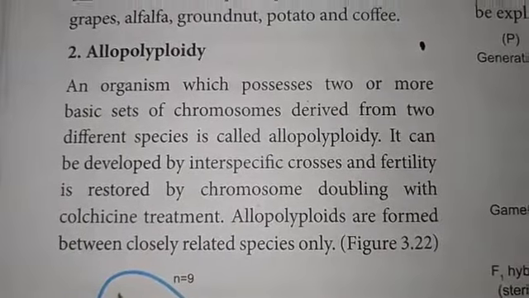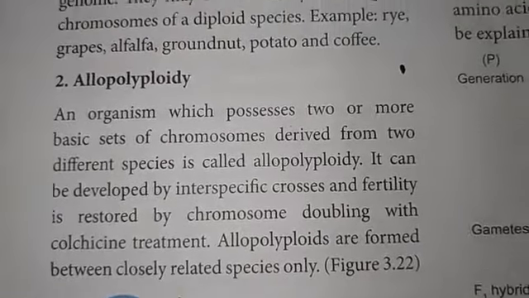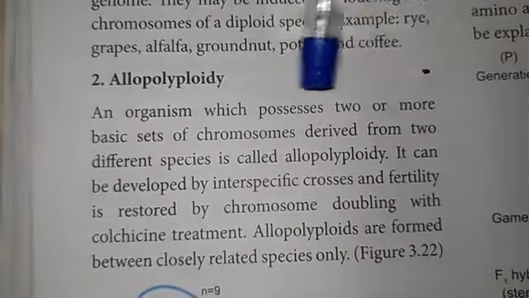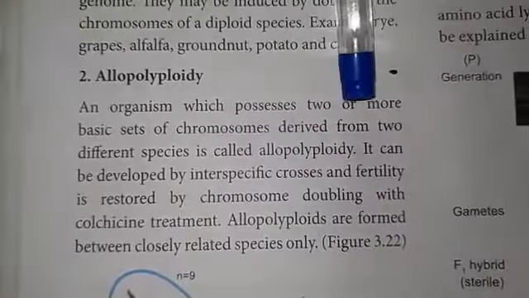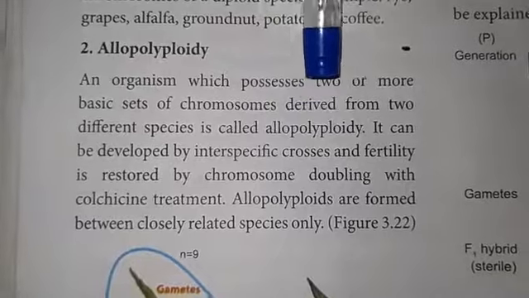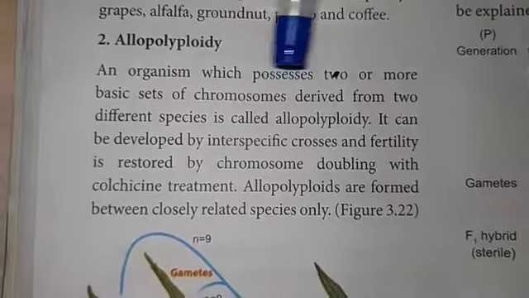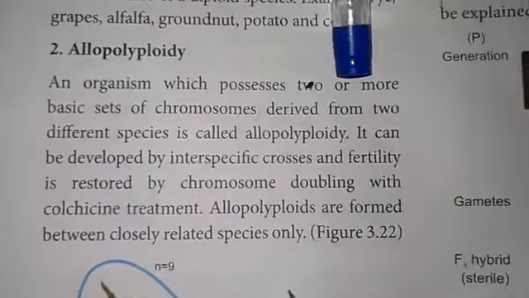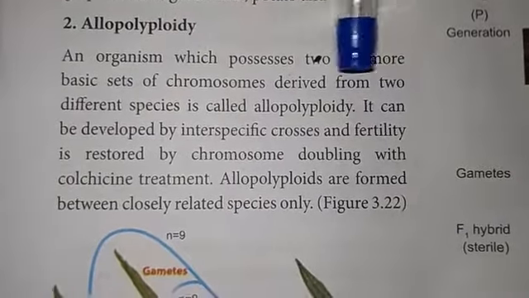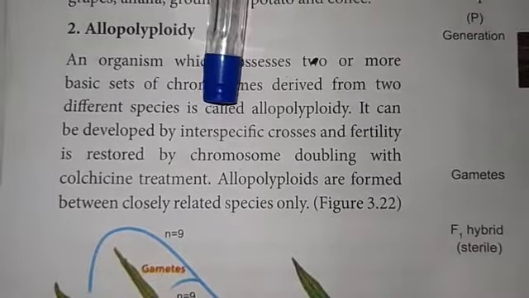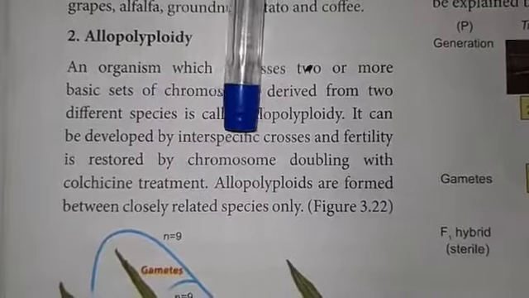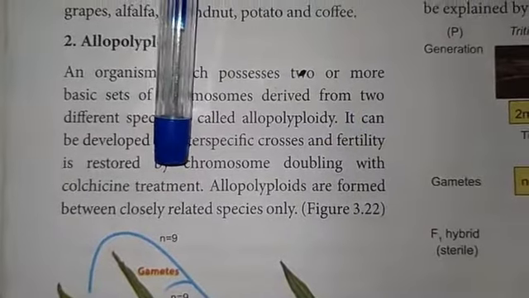Allopolyploidy. An organism which possesses 2 or more basic sets of chromosomes derived from 2 different species is called an allopolyploid. It can be developed by interspecific crosses, and fertility is restored by chromosomal doubling with colchicine treatment.